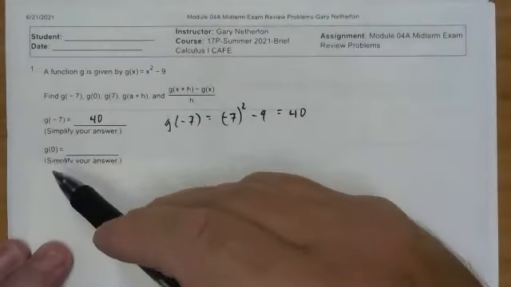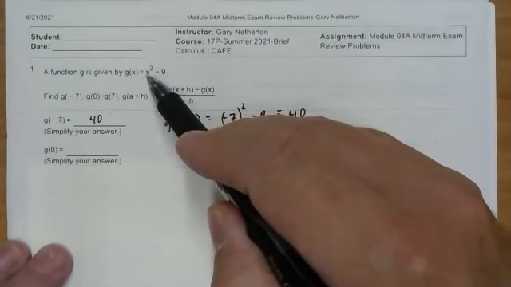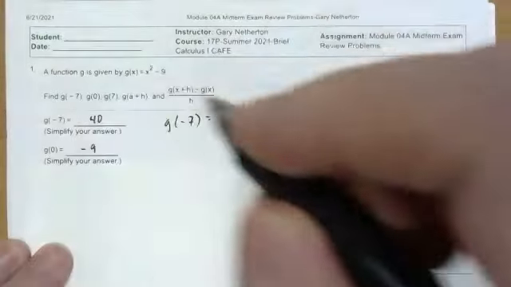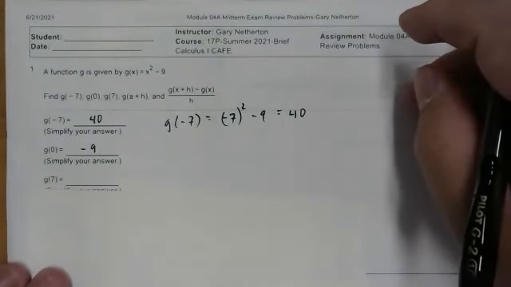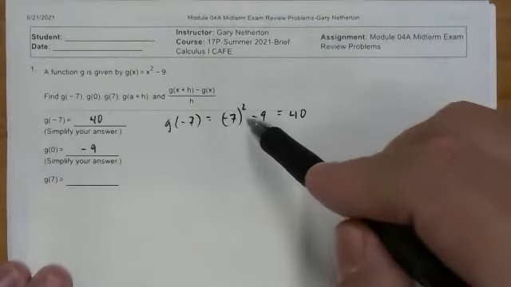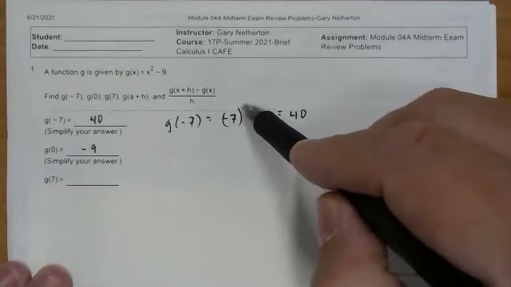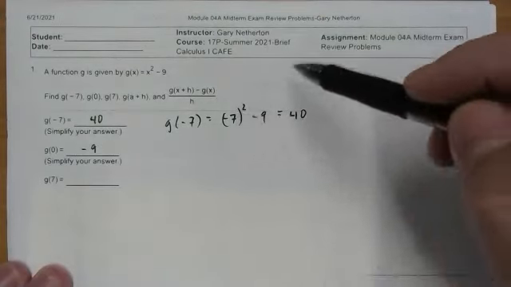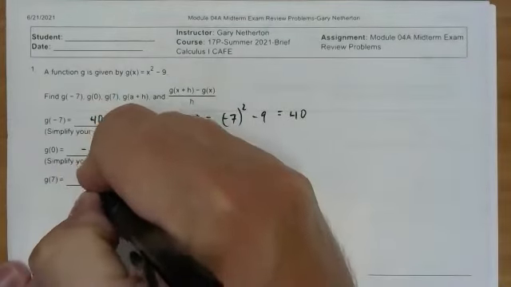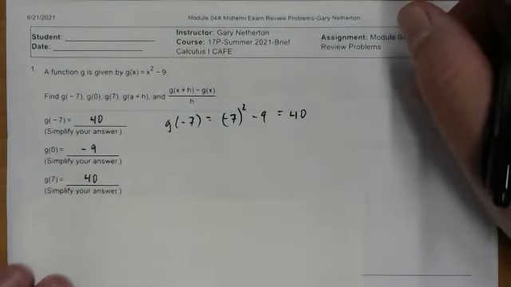G of 0, now I plug in 0 for x. We can sort of just do this without even writing anything down. I plug in 0 for x, 0 minus 9 should be minus 9. G of 7, it's interesting, g of 7, up here I did g of -7. If I put a 7 in here, since it gets squared, it's going to be 49 again. 49 minus 9 is 40. So it's interesting how g of -7, g of 7 give the same result.